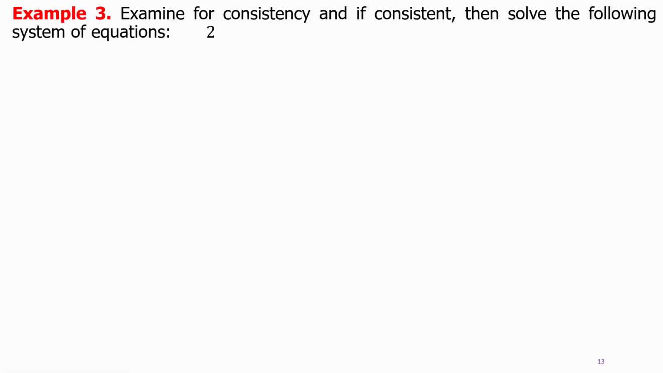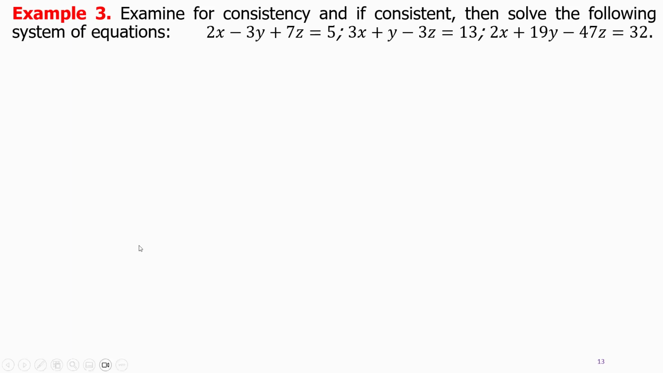Let us take one more example on consistency of system of linear equations. The question is: examine for consistency, and if consistent, then solve the following system of equations. The first equation is 2x minus 3y plus 7z equal to 5, 3x plus y minus 3z equal to 13, and 2x plus 19y minus 47z is equal to 32.